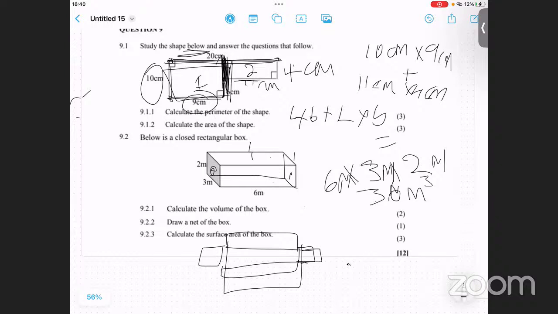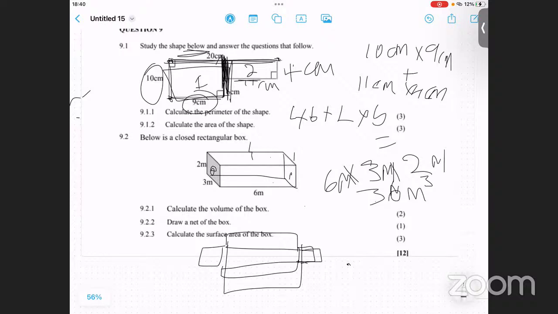9.2.3 says calculate the surface area of the box. Do you know how we calculate the surface area of this box? What are the dimensions that we're going to use for the surface area? Ma'am, I think it's length times width times height. The surface area, ne? The area. Yes.